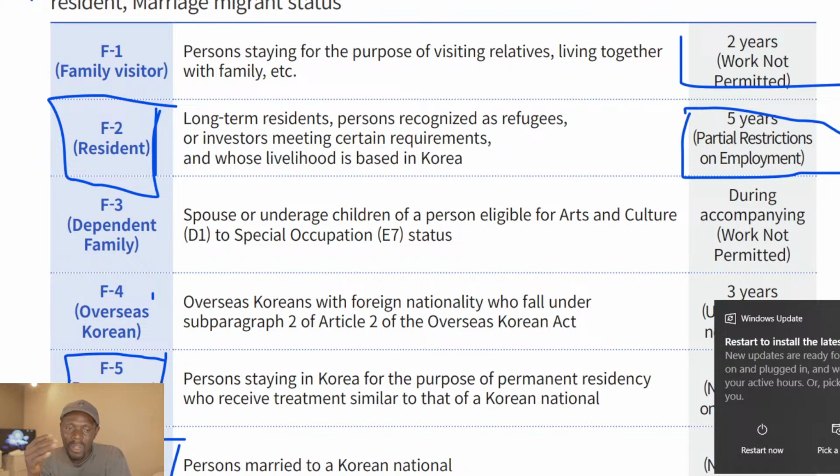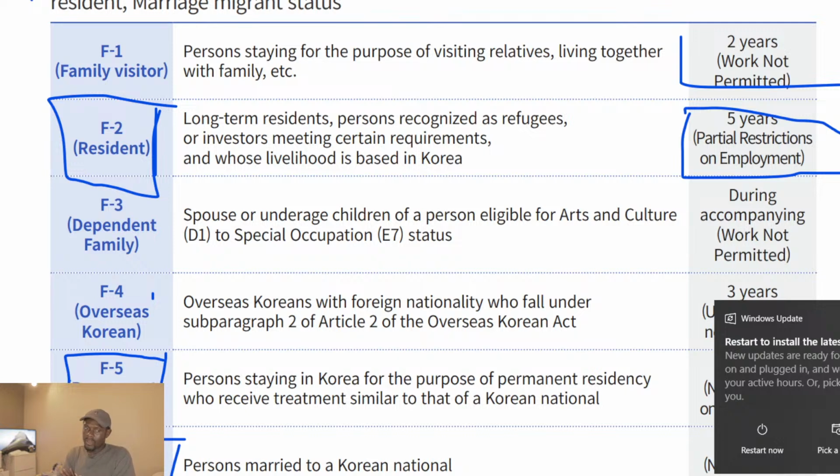You count those number of years. This is where you have to start thinking strategically if you want to go to South Korea and you want to make your stay permanent. You want to make your time in Korea longer. The first thing is, know that there is a number of years that you must be in the country before you can apply for any of the F visas, that's the F2 or F5.